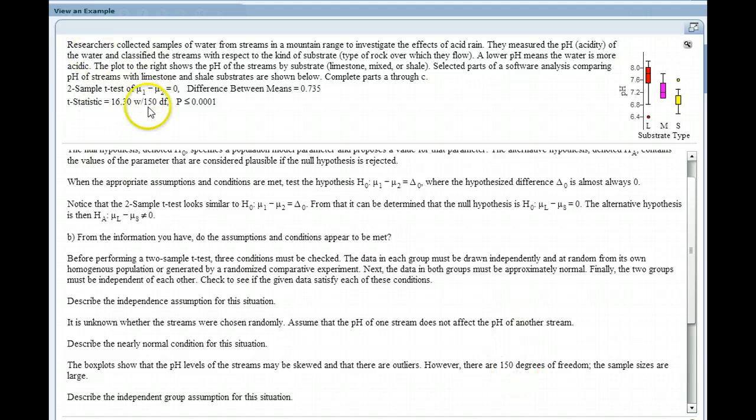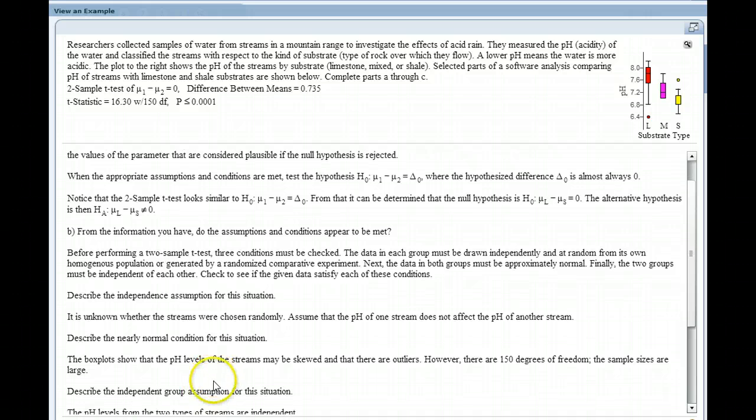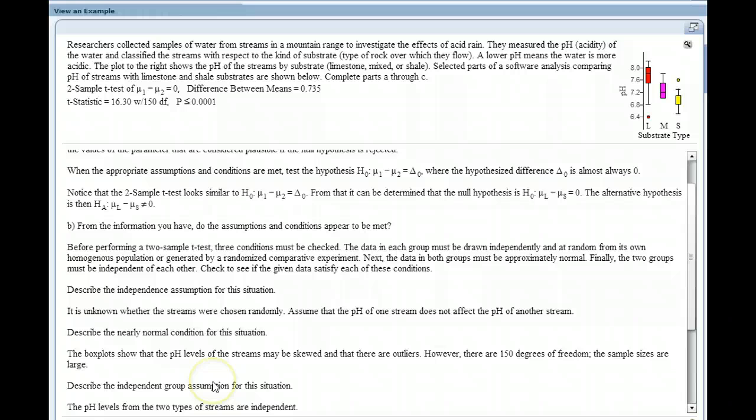freedom, which is what this problem had in terms of the data, the sample sizes are large enough for us to assume that the normal condition is met.